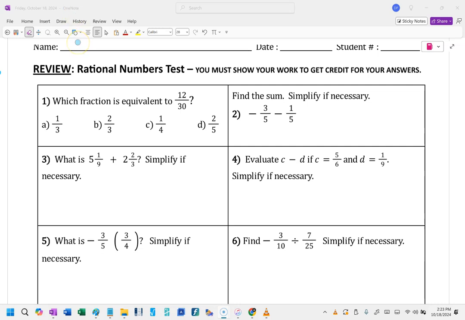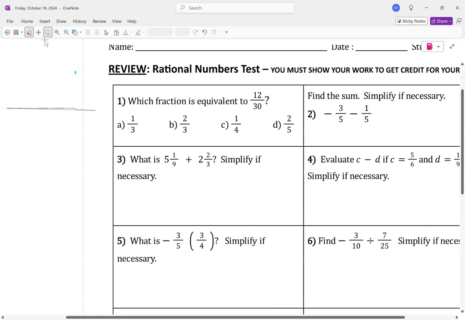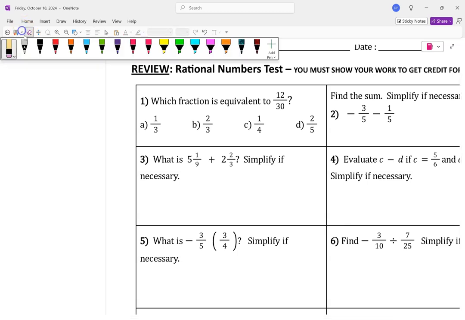Vita Coco. Alright, as we can see, number 1 is asking which fraction is equivalent to 12/30ths. We can find out which one is equivalent by looking at each fraction. We can see how many times each fraction can multiply into the first number.